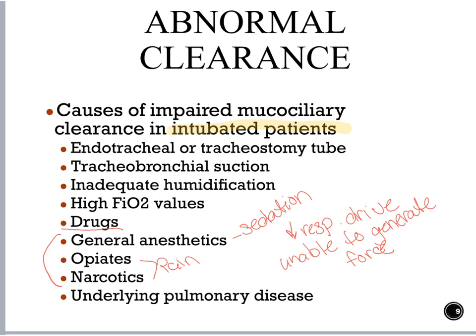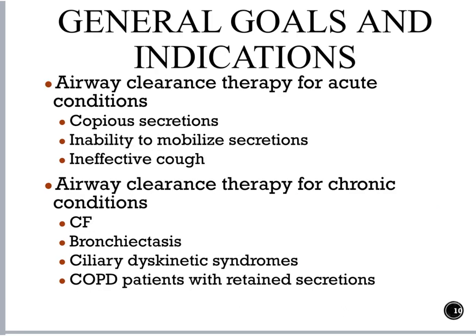Okay, and then if a patient has an underlying pulmonary disease, it's going to impair that mucus clearance as well, on top of being intubated. Okay, so let's talk now about the indications for us to recommend or order airway clearance therapy for a patient. So I want you to take a few seconds and think about what an acute patient who would need airway clearance therapy might physically look like.